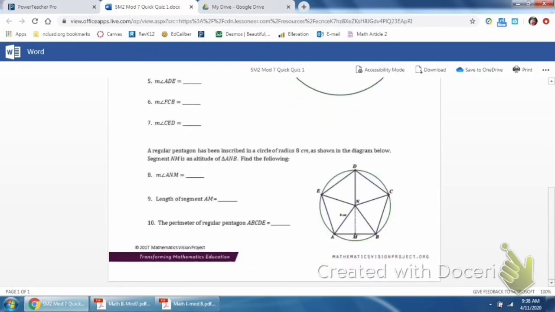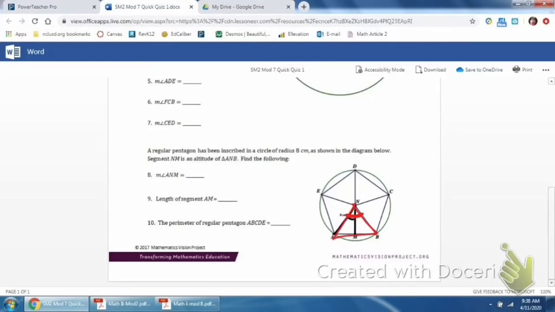Alright, now when we get to 8, the first thing they do is ask us for the measure of angle ANM. So we're looking for this angle. If you think about this regular pentagon, it's going to be split up into 5 congruent triangles. So if we can find one of those interior angles, all we have to do is cut it in half, and we find ANM.